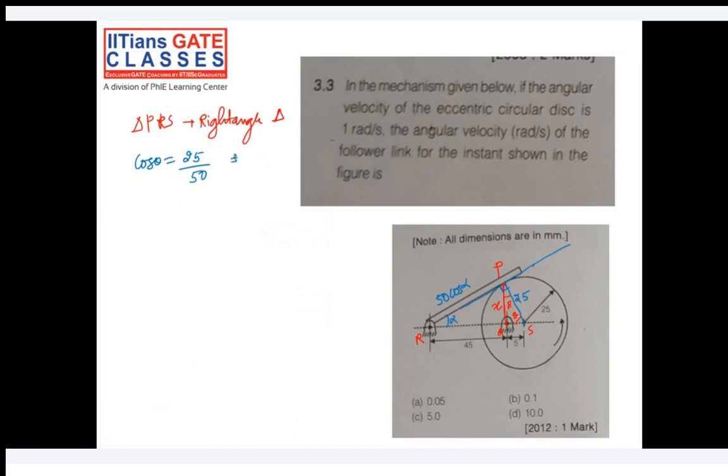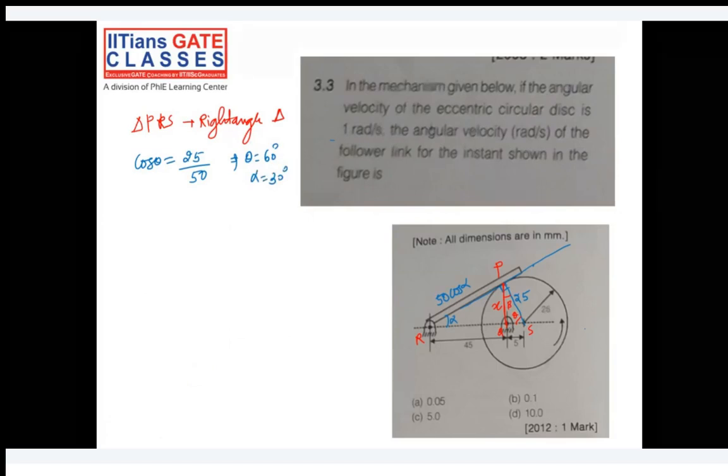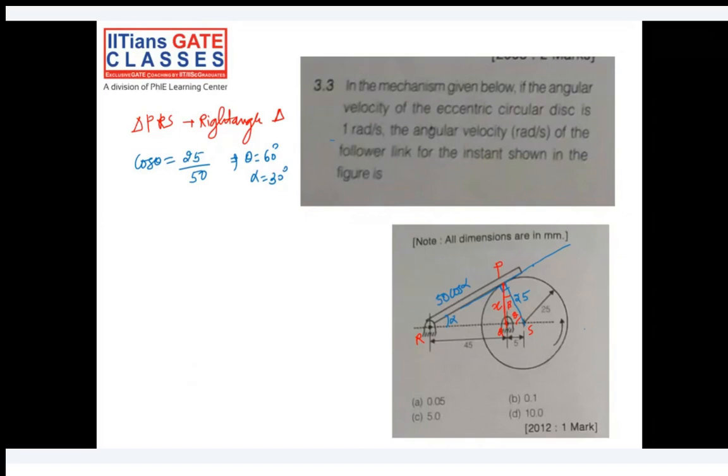Okay, so theta is 60 degrees, and alpha you can directly say is 30 degrees now, because the sum of all the angles in a triangle is 180. As this is 90, this is p, this is r, and this is s. We said that this is 60, so this has to be 30 degrees. Okay, so I have given you enough hints now to solve the question.